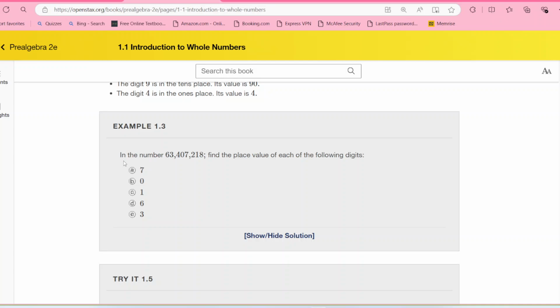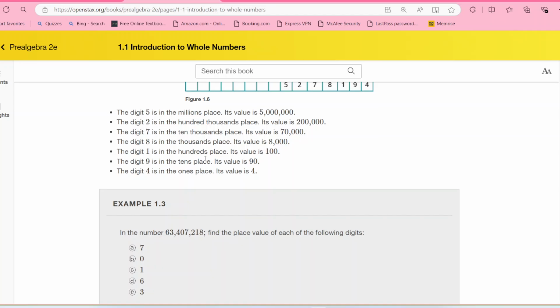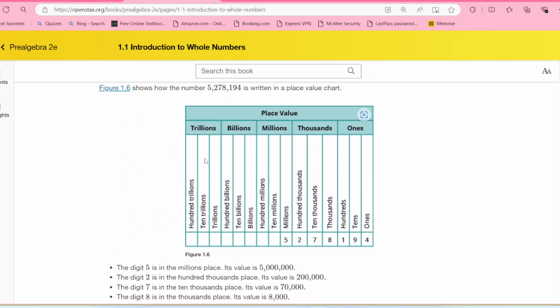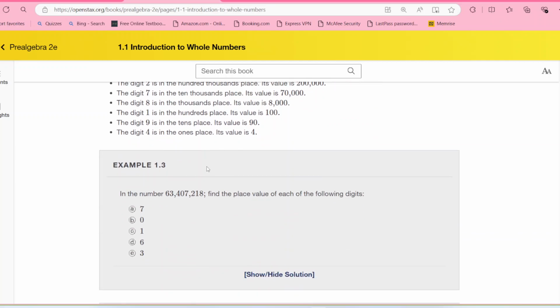So we're given a number. In the number 63,407,218, find the place value of each of the following digits. Okay, so I'm going to do the same thing they did in the chart up here in figure 1.6. I'll make a place value chart, and we'll write these numbers from right to left beneath it, starting with 8 in the ones place. Okay, so let's make this place value chart.